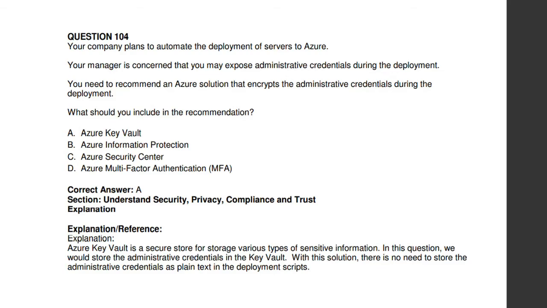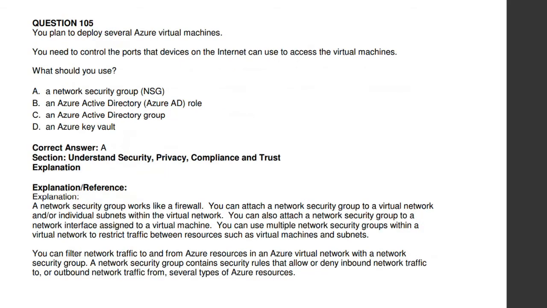Okay. So moving to the 105 question. You plan to deploy several Azure virtual machines. You need to control the ports that devices on the internet can use to access the virtual machines. What should you use? So the answer is the network security group. Network security groups work like a firewall in this case. So you can relate this and you can go through the reference materials I have given over here so that you'll get a better understanding.